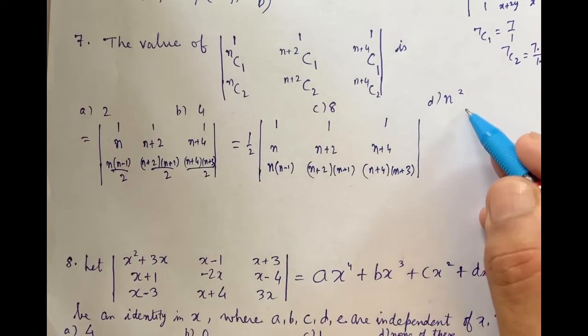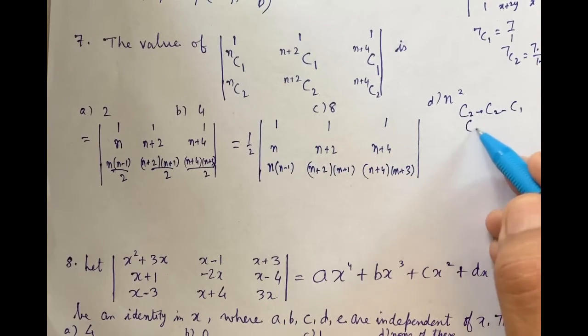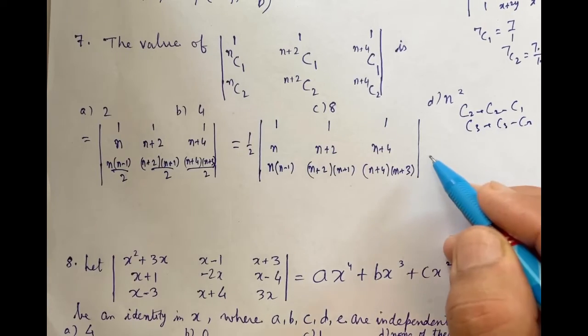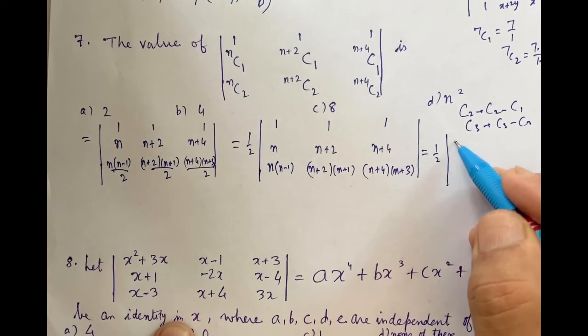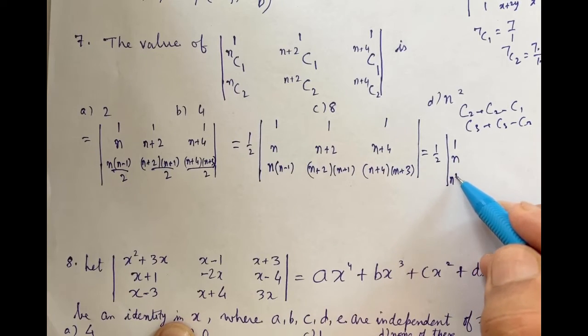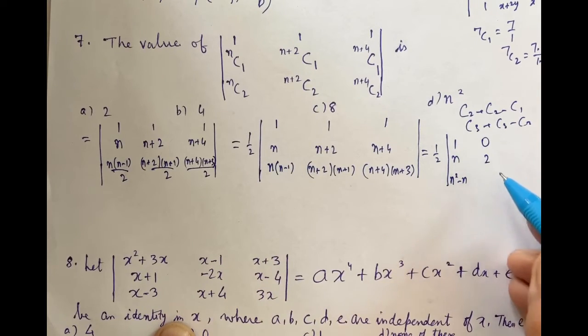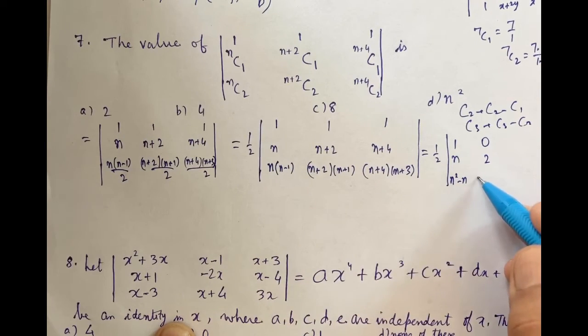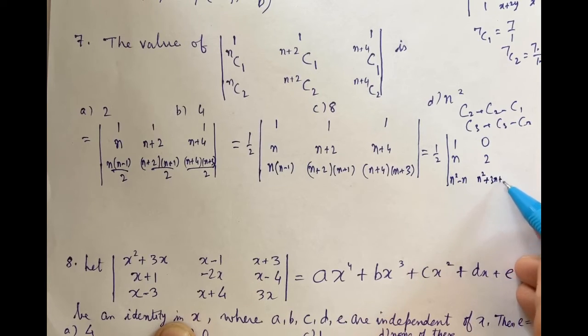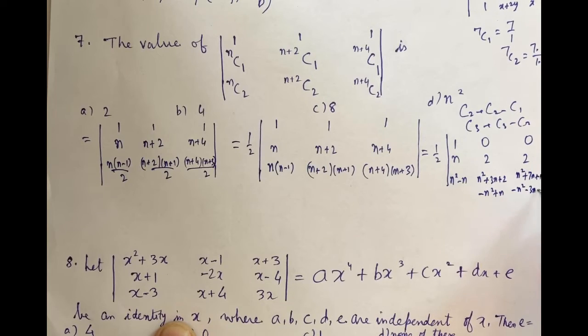Next we subtract column 2 minus column 1 and column 3 minus column 2. This is 1 by 2 outside, 1, n, this is n square minus n. Second column minus first column, this is 0, this is 2, and this will be n square plus 3n plus 2 minus n square plus n. C3 minus C2, this will be 0, this is 2, and this is n square plus 7n plus 12 minus n square minus 3n and minus 2.